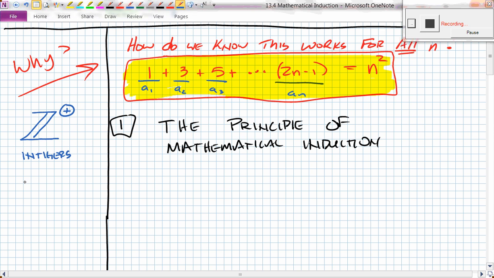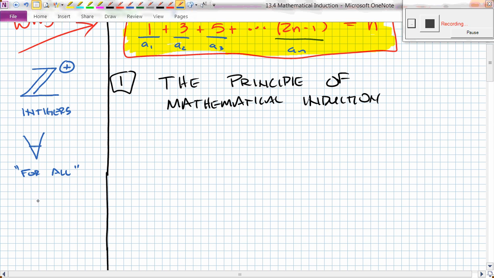If I make an upside down capital A, this is the symbol that stands for all. This is shorthand writing for all. You guys are getting into the secret world of mathematical handwriting here. And if you have 3 little dots in a triangular formation, that means therefore. We're going to use all these symbols today.